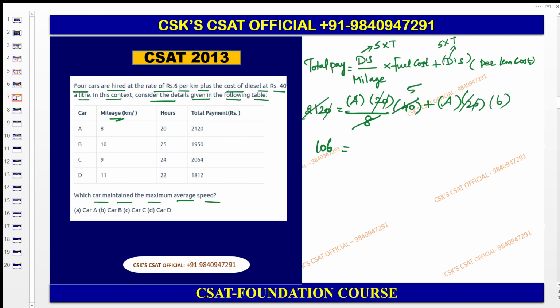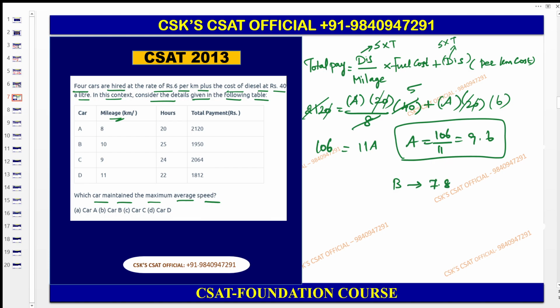Okay, 8 5s are 40. So 5a plus 6a becomes 11a. So a becomes 106 by 11, which is equal to 9.6. Then by doing this calculation, by substituting the values here, you will get b's value as 7.8, c value as less than 9, and d value you will get as 8 point something.